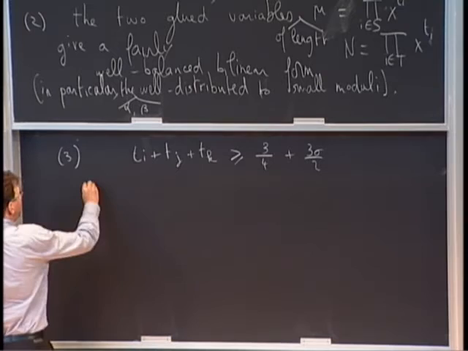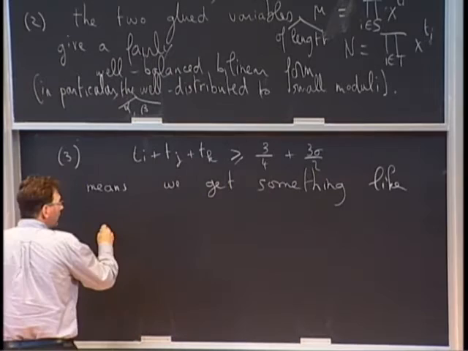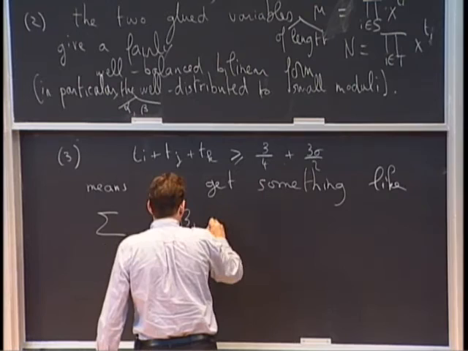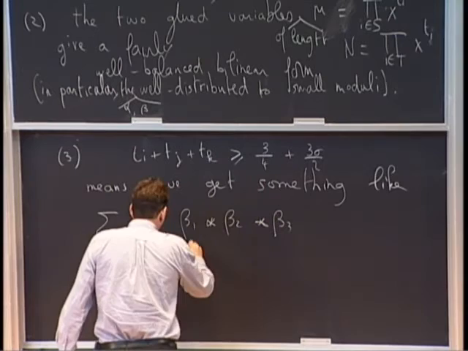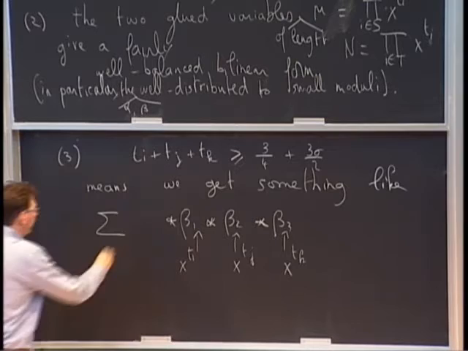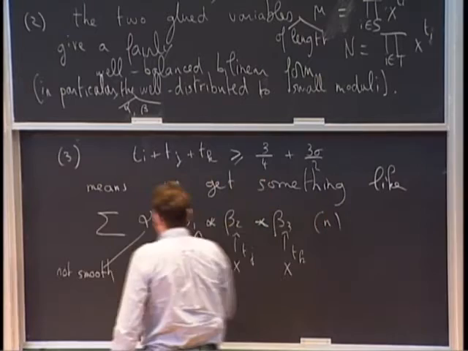So this means we get something of the following type. Let me remind myself, the betas are the smooth ones. So you'll have one beta, a second beta and a third beta of lengths x to the t_i, x to the t_j, x to the t_k. That's the length. Then we glue everything else together to some alpha, which is not well controlled, so not smooth. And we have to sum this over n congruent to a mod q, and then over q.